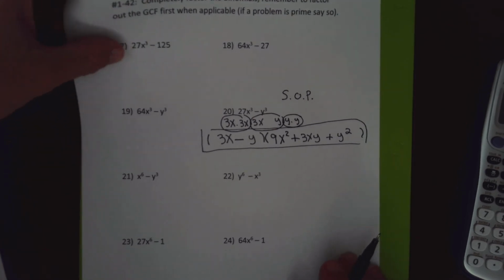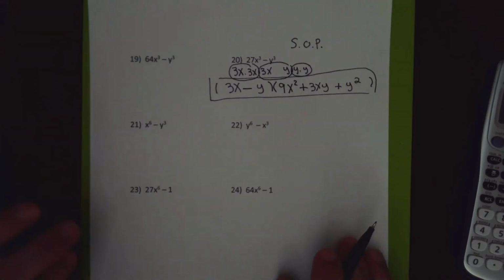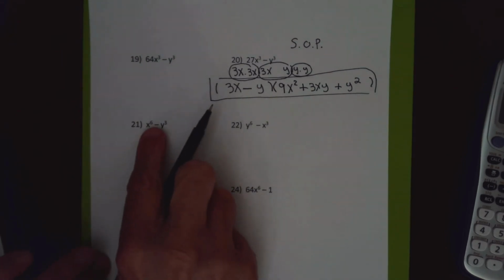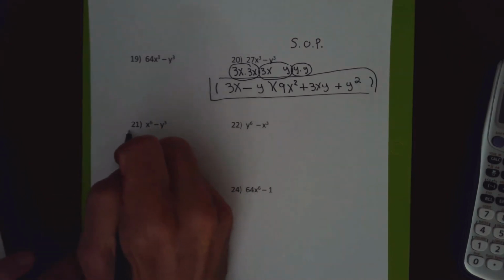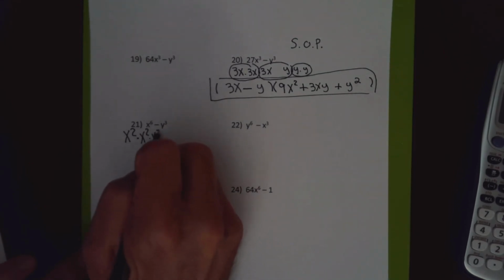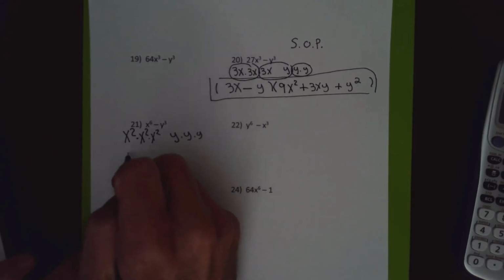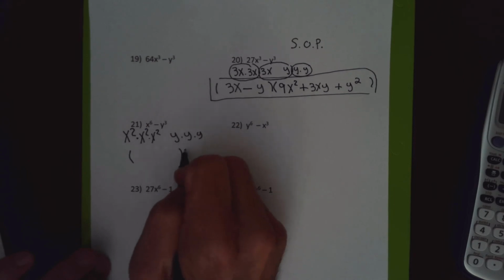This 22 and 21 are worth doing. Let's do 21 together. For 21, I have to divide the exponent by 3. And for the x to the 6, I'm going to write under it x squared times x squared times x squared. And the y cubed I'm going to write as y times y times y.